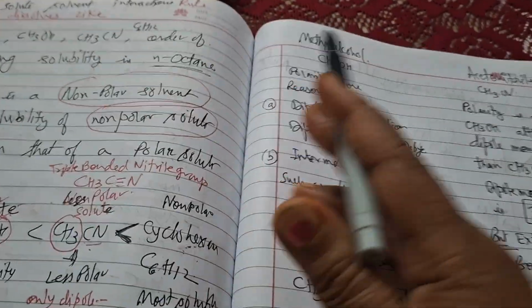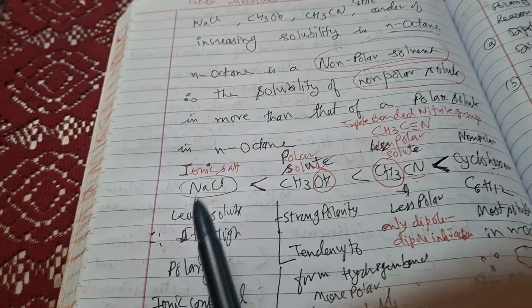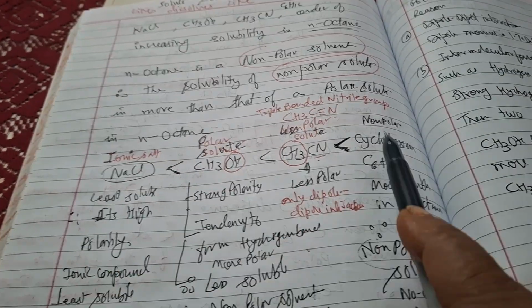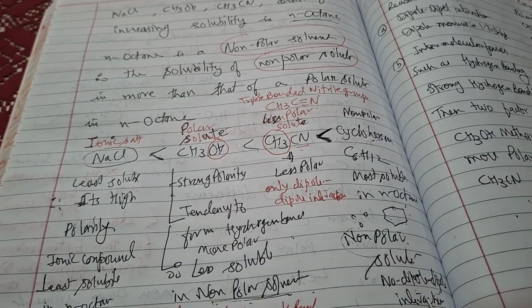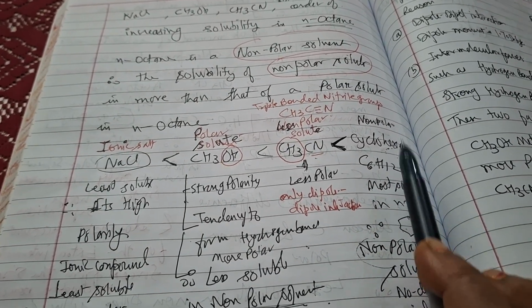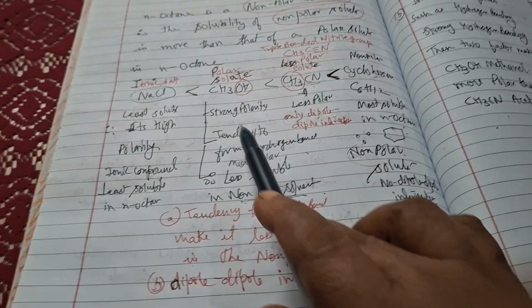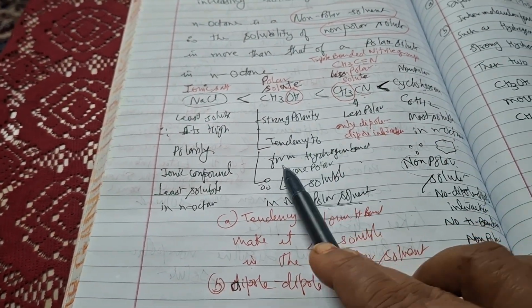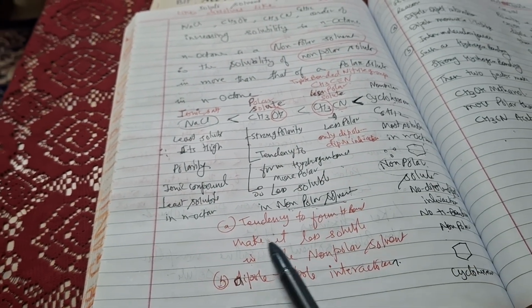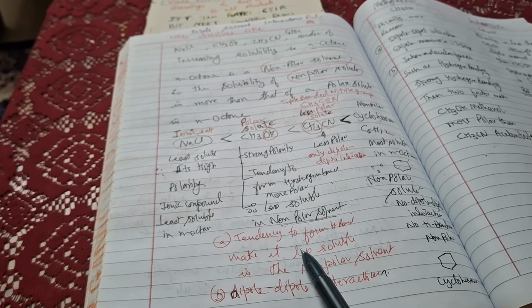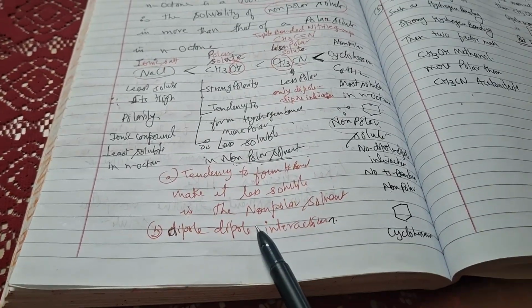Now I will tell you that methyl alcohol and acetonitrile, we will compare these. Ionic salt is okay; the ionic salt is least soluble in a non-polar solvent. Here we compare CH3OH and CH3CN. CH3OH has strong polarity and a tendency to form hydrogen bonds, so it is more polar and less soluble in a non-polar solvent. The tendency to form hydrogen bonds makes it less soluble, and the dipole-dipole interaction also contributes. So these two factors govern polarity.